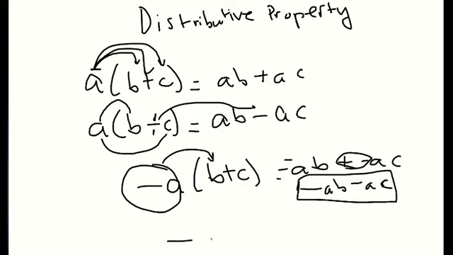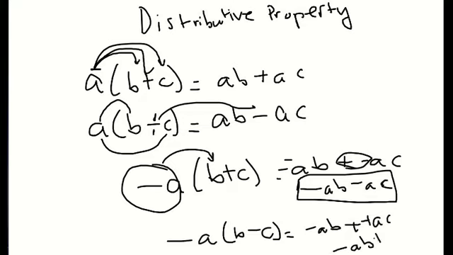So let's say we had negative a times (b minus c). Let's do this again. So it'll be negative ab, and then negative a times negative c, which would be positive ac, and then we're going to keep the middle sign. These are going to both turn into positive, so we're going to get negative ab plus ac. Let's look at that one more time. So let's say we had negative a times (b minus c).